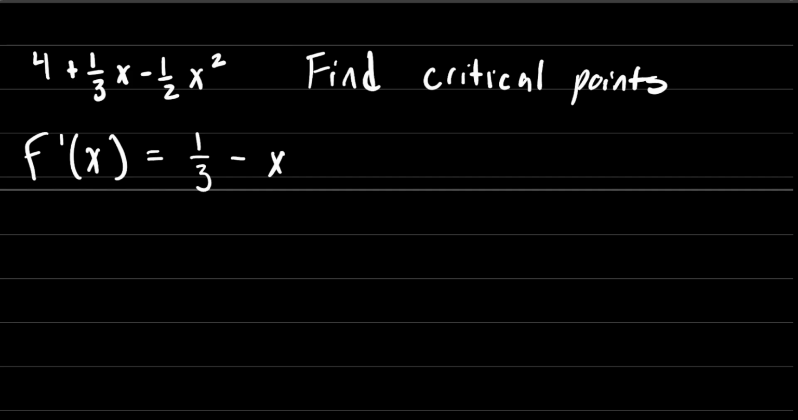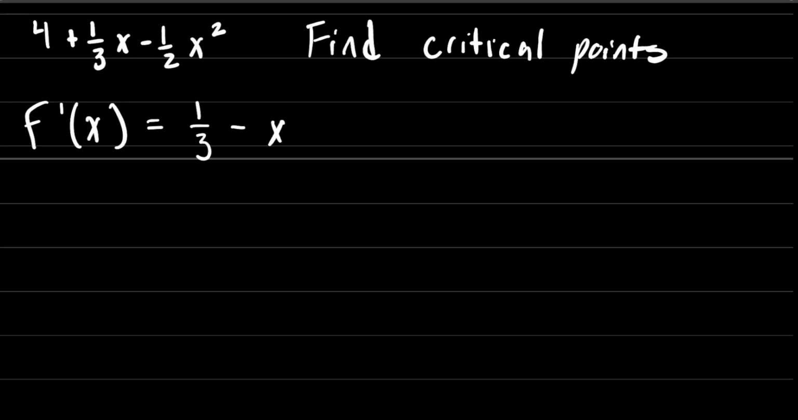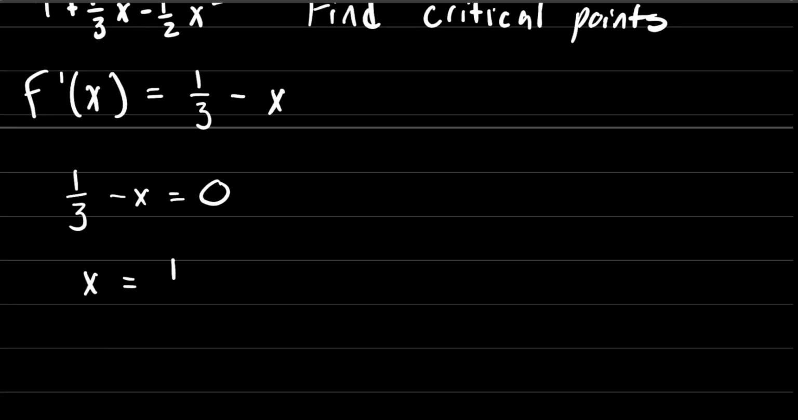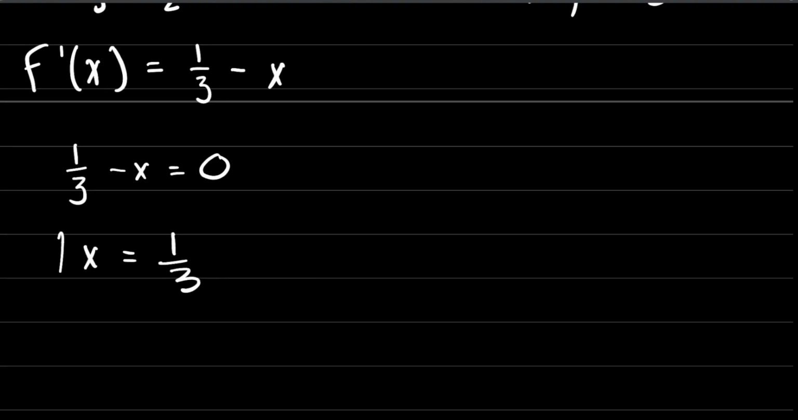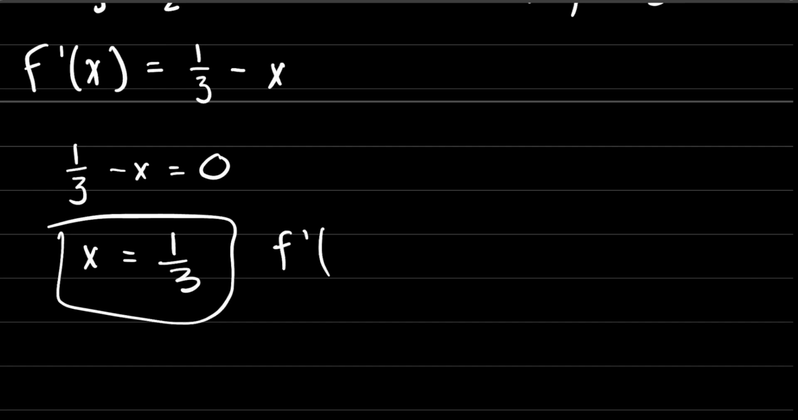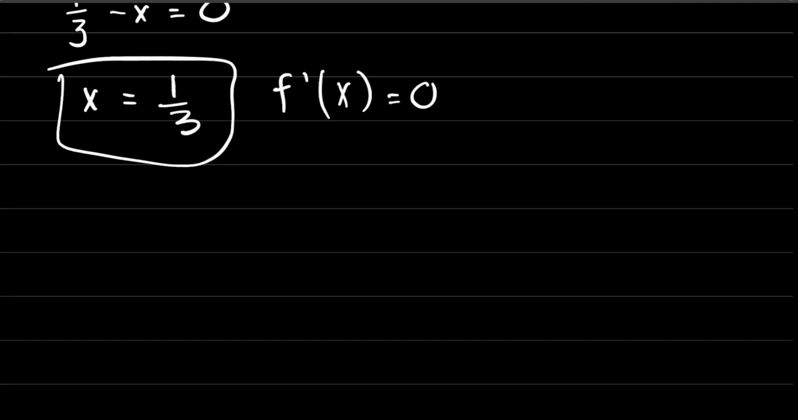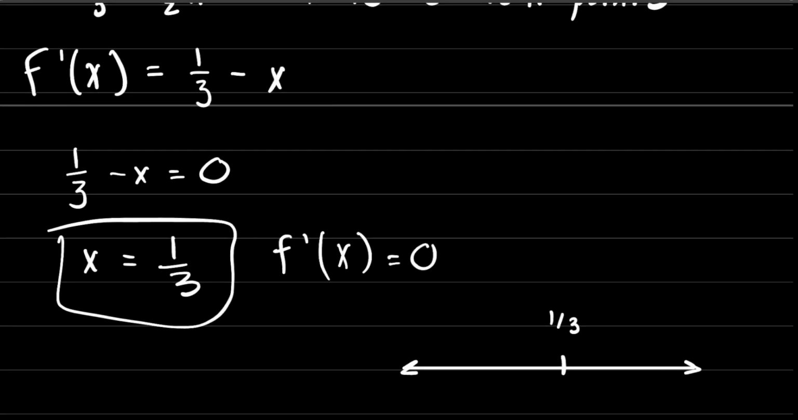So we're given f prime of x equals 1/3 minus x. From there, we can say 1/3 minus x is equal to 0, and we can say that x is equal to 1/3. And we're done. That's the end of this first problem, because this is the point at which f prime of x is equal to 0. We could go a step further and figure out whether this is a local maximum or a local minimum by placing 1/3 here and evaluating a value before and after it.